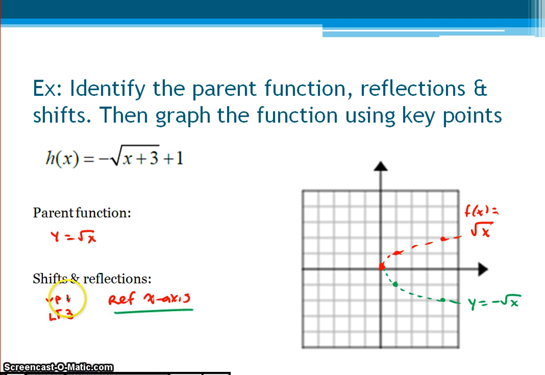So when we do our shifts, we shift our key points up 1 and left 3. So I have my origin, it goes up 1, left 3. This point goes up 1, left 3, up 1, left 3, and then it should have the same shape going in that direction, so it should look like that. And then I'm going to have my key points, -3, 1, -2, 0, and -1, -1 . Okay, so there is our final answer.